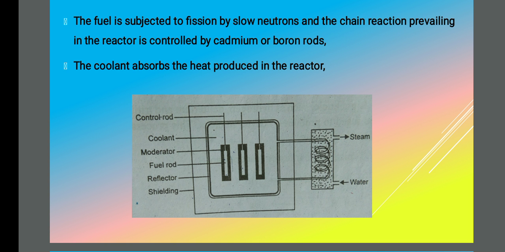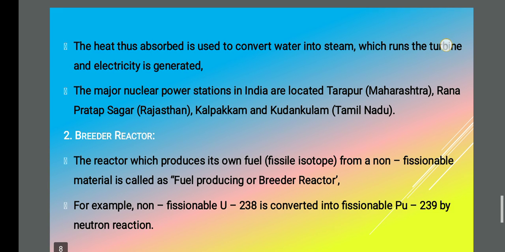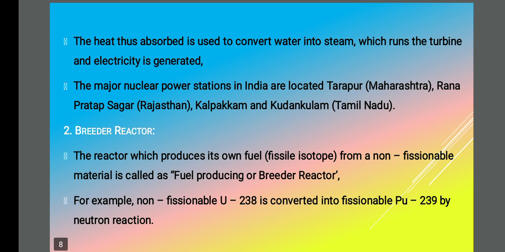So next thing we are going to see. If you take the nuclear reactor, the major power stations are located in Tarapur, which is in Maharashtra, then Rana Pratap Sagar, which is in Rajasthan, then Kalpakam as well as Kudankulam. These two are present in Tamil Nadu. So we have a lot of nuclear reactors as mentioned here. There is Tarapur in Maharashtra, Rana Pratap Sagar in Rajasthan, then Kalpakam and Kudankulam in Tamil Nadu. So next thing we are going to see is the breeder reactor.